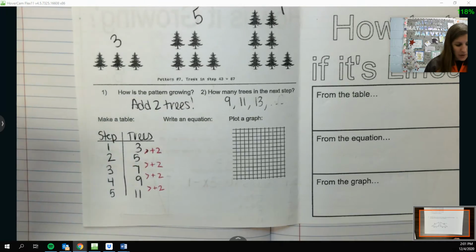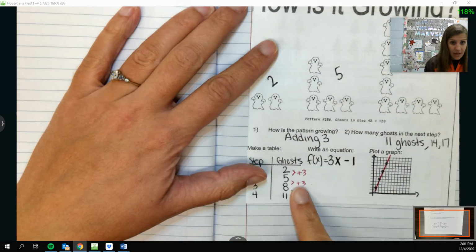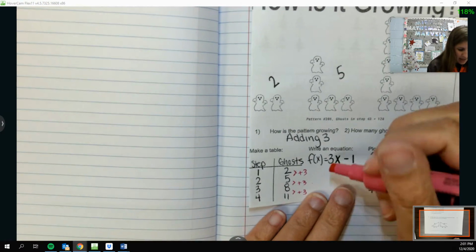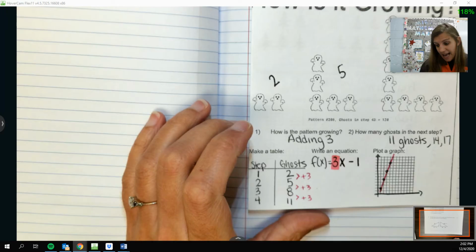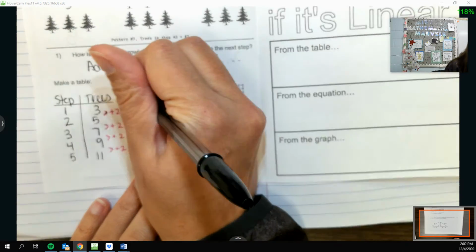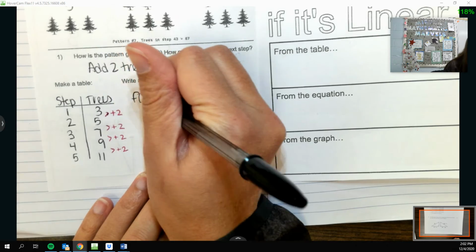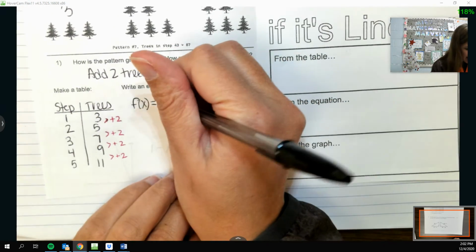Now, when we wrote our equation, that number did show up because whatever number I was adding over and over again, I ended up multiplying it to x. So same idea here. If I think about writing my equation right now, if I do f of x equals, then I think I should do 2x because I'm adding 2 each time.